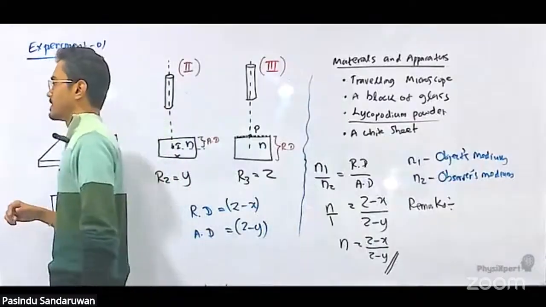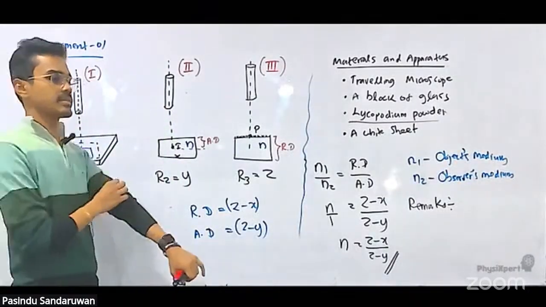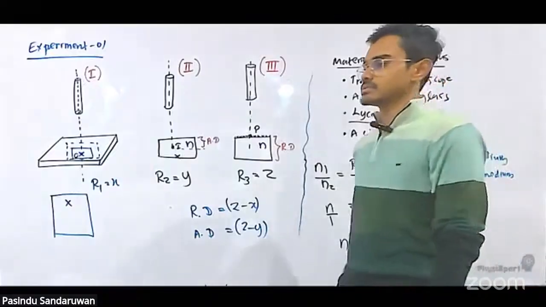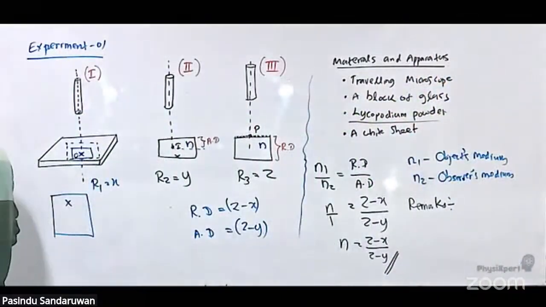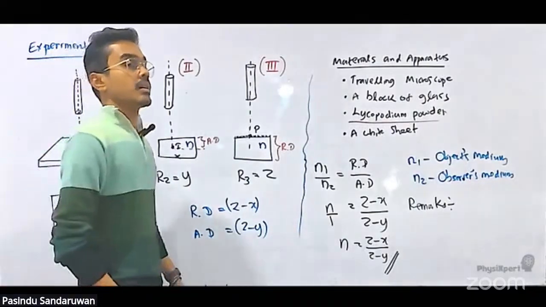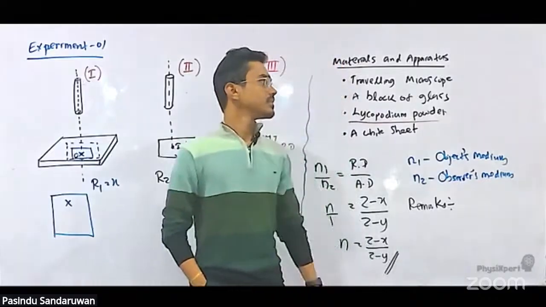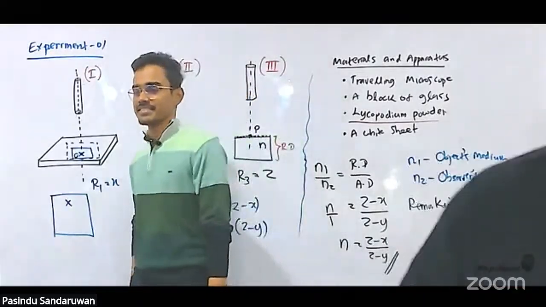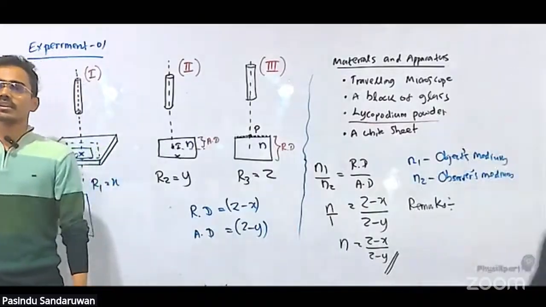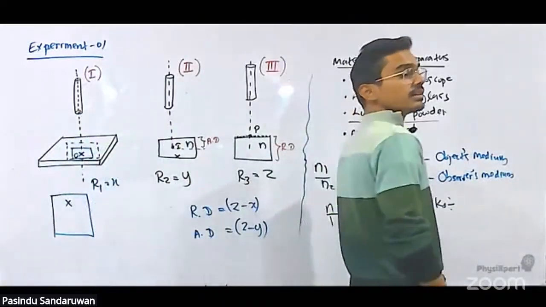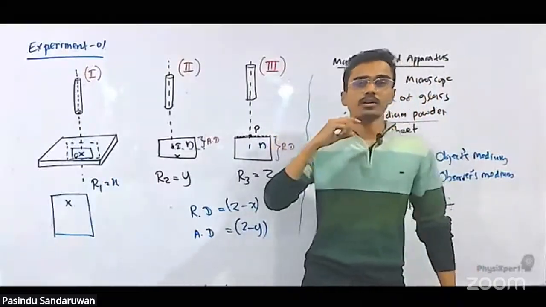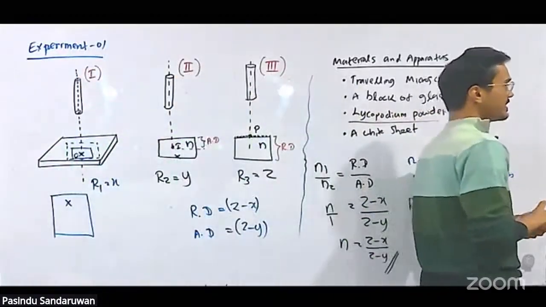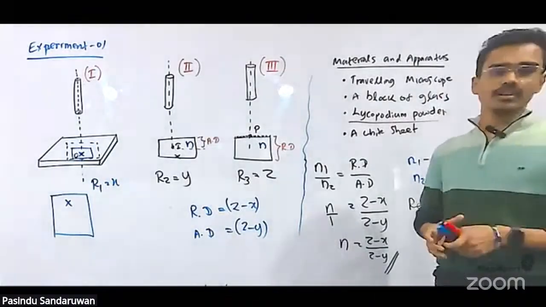Next one. If the lenses of the microscope are dirty, clean them using a cotton cloth and alcohol.